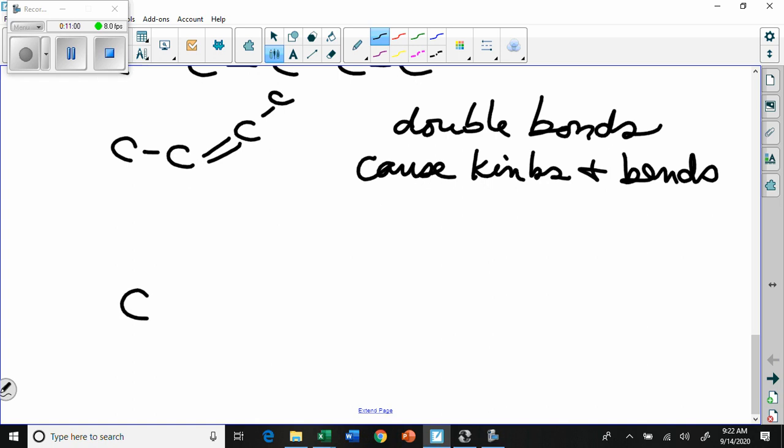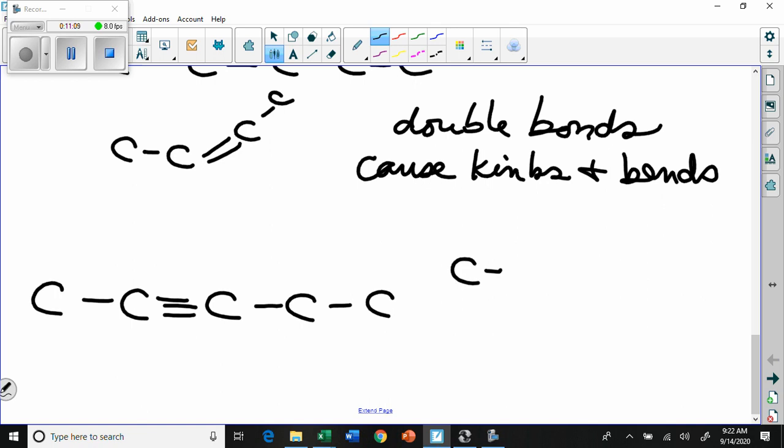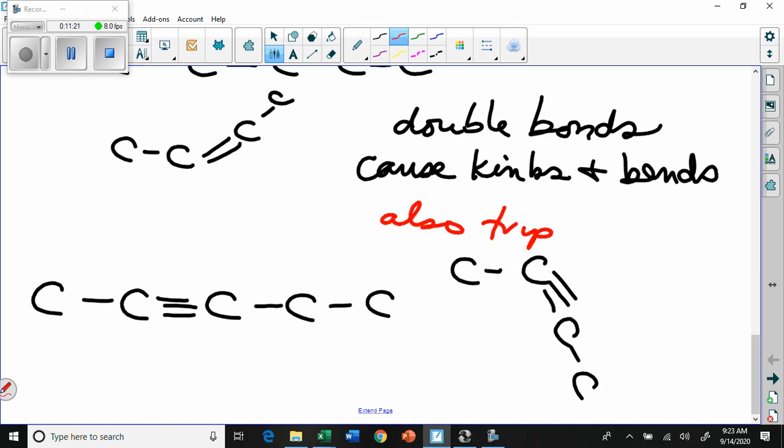Triple bonds also cause kinks and bends. This molecule would not be a straight line. In fact, when we built the models, we saw that the triple bond bends it very strongly, sort of in that direction. So double bonds, and also triple bonds, make kinks and bends. And you can actually calculate the bond angles, and how much they bend, and what kind of hybridization is required to make it happen. For us, in our biology, all we want to remember is it makes kinks and bends.